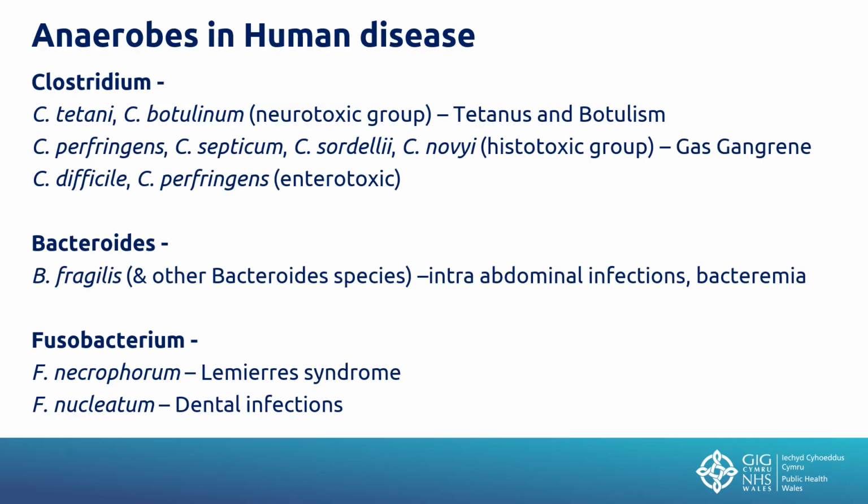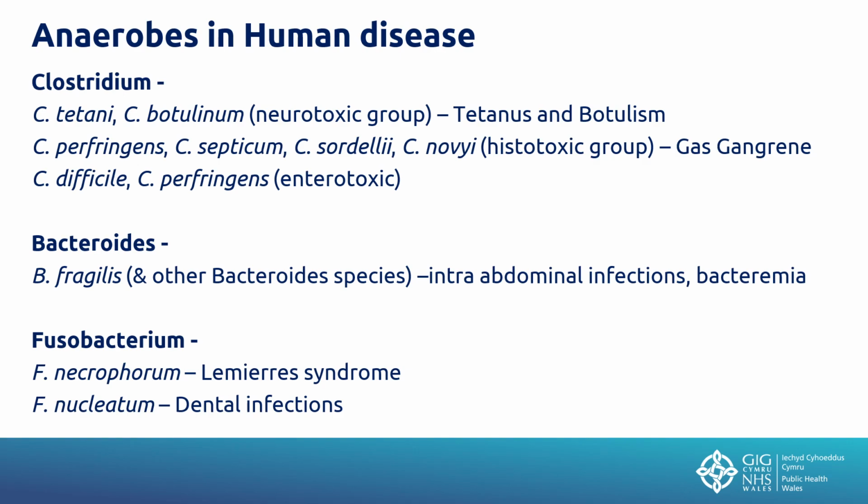From the Clostridium, you can further split them into three different groups. So there's a neurotoxic group, Clostridium tetani and Clostridium botulinum, the cause of tetanus and botulism. And then we have the histotoxic group, which cause gas gangrene, so perfringens is the most common, but also C. septicum, Sordellii and Novyi, which are rarer causes of gas gangrene. And then we have the enterotoxic group, Clostridioides difficile and Clostridium perfringens.